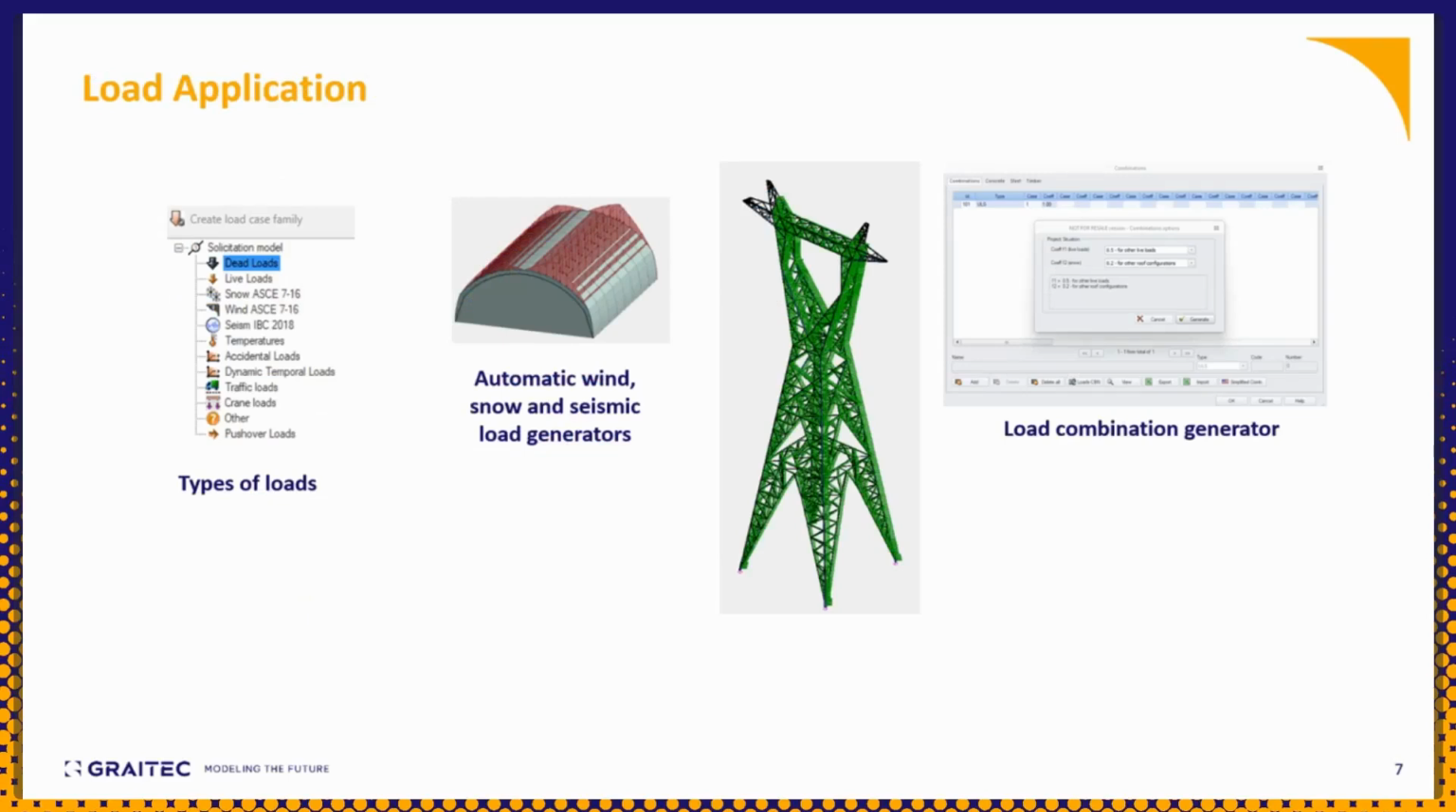So load application. As you see here, we have different types of loads that you can apply as load cases, dead, live, snow, wind, and etc. based on the country codes. As well, here I have some examples of the automatic wind load generator. So wind on even open structures, as well snow generators and seismic generators, as you see here. And finally, here on the right side, we have the automatic load combination generator in advanced design to basically create your combinations and automatically apply all of the required factors to the load cases.